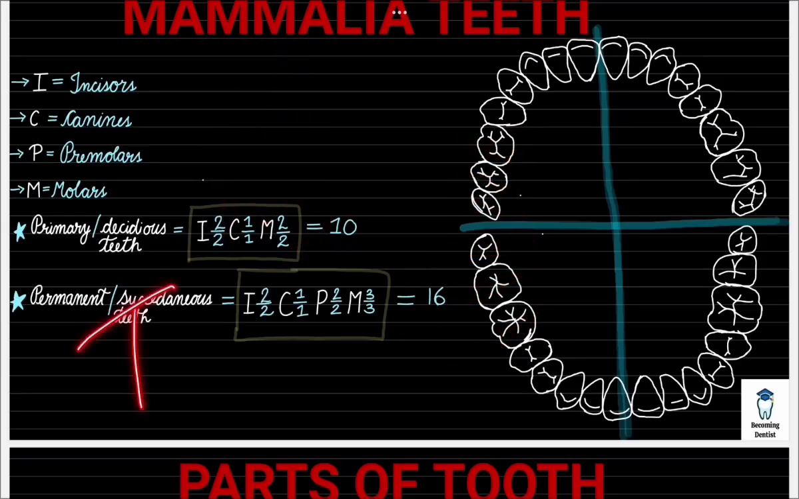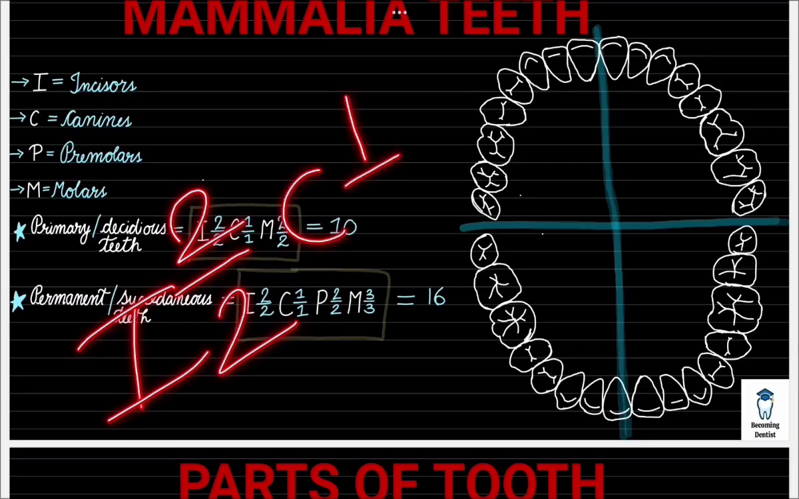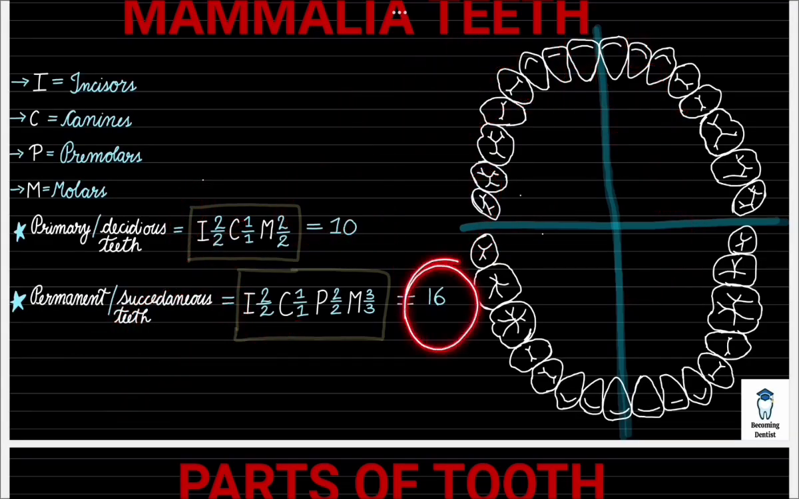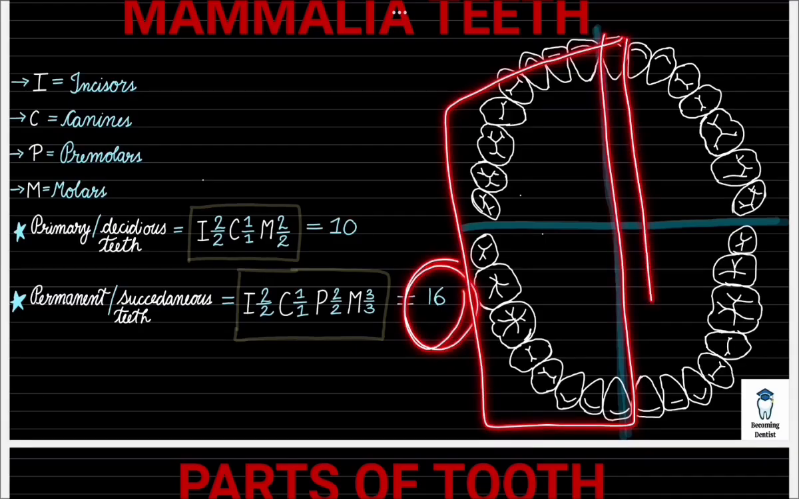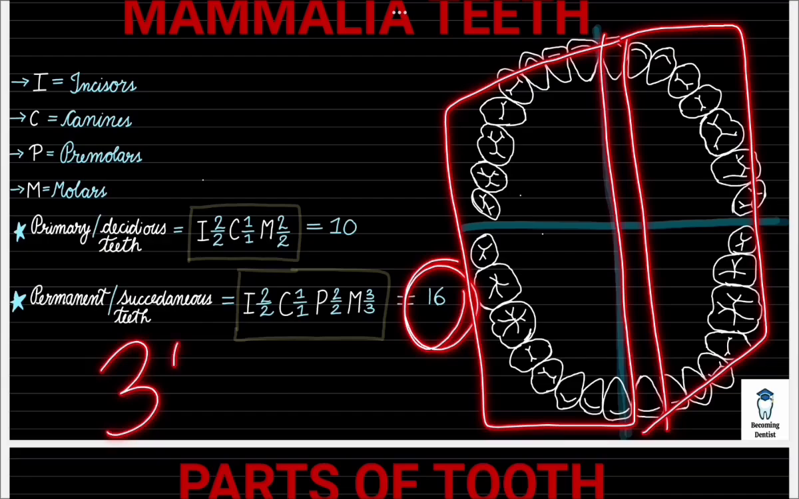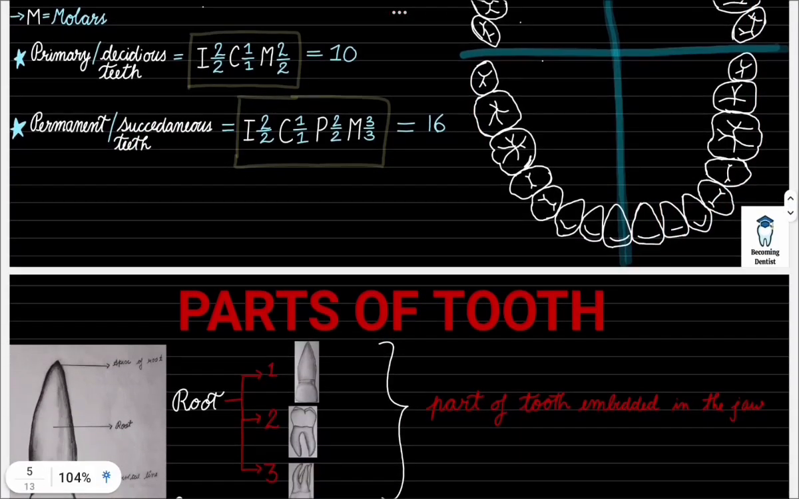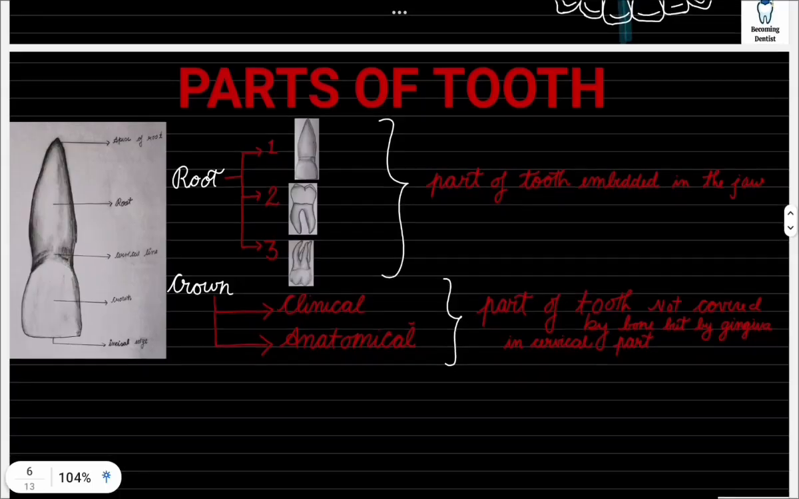So the final formula will be incisors, 2 maxillary, 2 mandibular, canine, 1 maxillary, 1 mandibular, premolar, 2 maxillary, 2 mandibular, molars, 3 maxillary and 3 mandibular, giving us a total of 16 teeth on the right side of both the arches. Similarly, there will be 16 teeth on the left side of the arch, giving us a total of 32 permanent teeth. Now, moving on, we have the parts of a tooth.